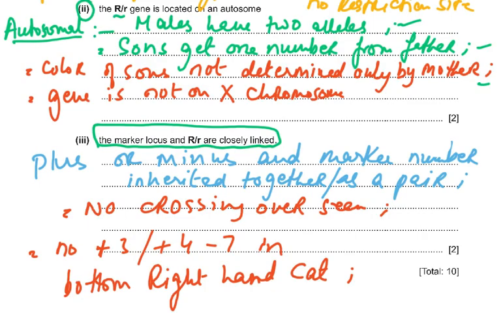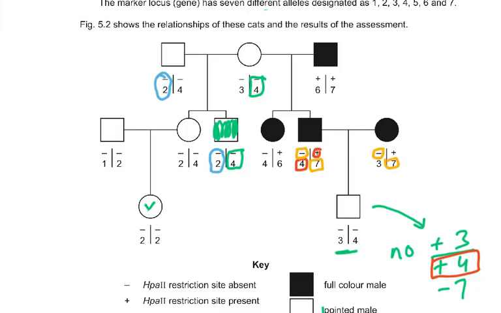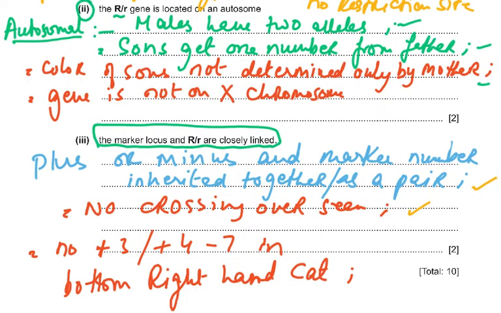Let's look at the mark scheme again. Plus or minus and marker numbers inherited together as a pair. No crossing over seen. No plus 3, plus 4, minus 7 in the bottom right hand cat. And this is what we were talking about, the bottom right hand cat. So there has been no crossing over here. Please look at this again very carefully and understand what I am trying to say. Why did I say no plus 3, no plus 4 and no minus 7? This was a fact which proved the point that the marker locus and R are closely linked.